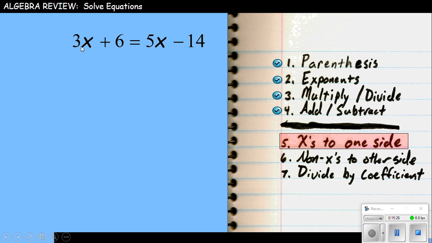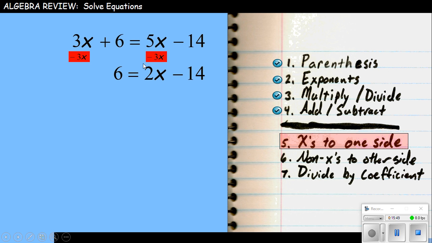You should, whenever you can, move the smaller or lesser of the two x terms. In this case, between 3x and 5x, the 3x is smaller. So that's the one I want to move. I'm going to subtract 3x from both sides. If we do that, on the left side they'll cancel out and we'll just have 6. On the right side, 5x minus 3x is 2x, so we have 6 is equal to 2x minus 14.